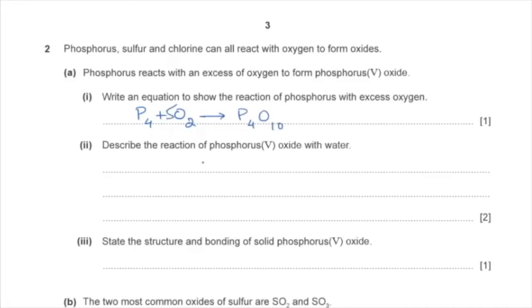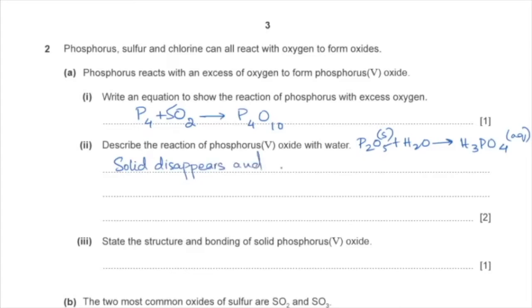Part 2 is describe the reaction of phosphorus 5 oxide with water. So phosphorus 5 oxide reacts with water, and that gives us phosphoric acid, which is H3PO4. Now phosphorus 5 oxide is in a solid state, while phosphoric acid is in aqueous state, and it is acidic in nature. So this reaction would give us an acidic solution, and the solid, which is P2O5 phosphorus 5 oxide, disappears. So we can write that the solid disappears and an acidic solution forms.